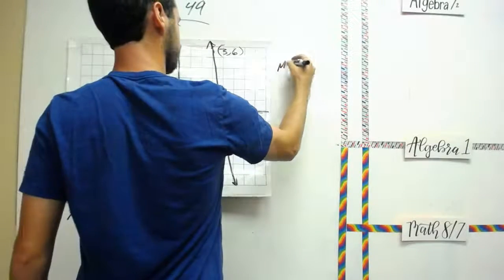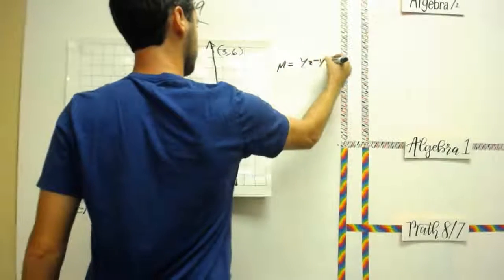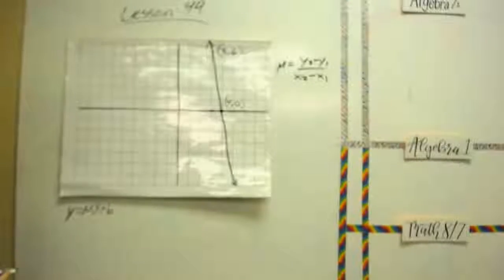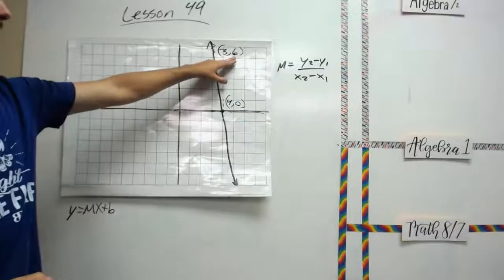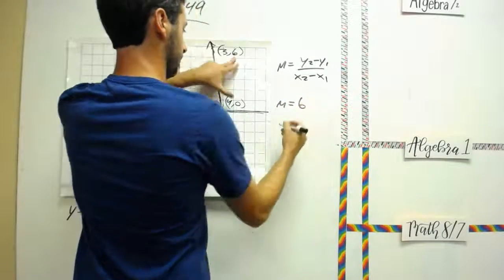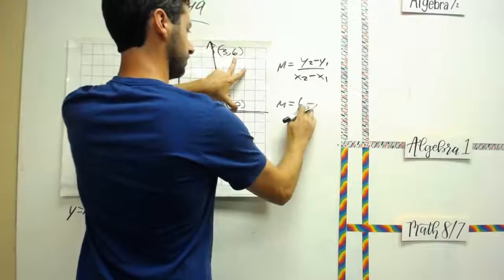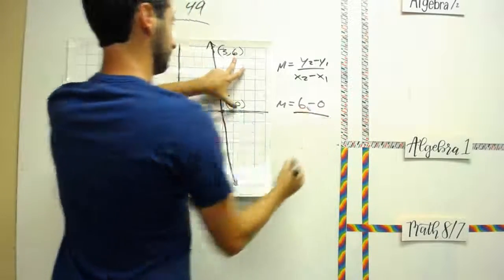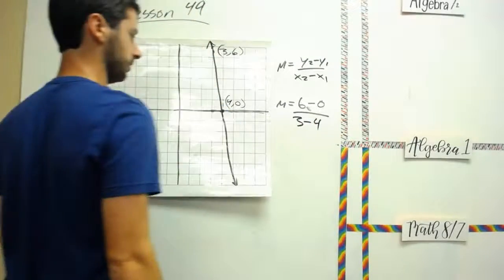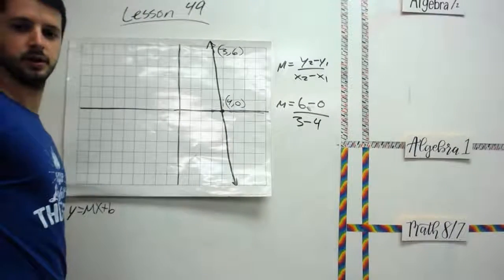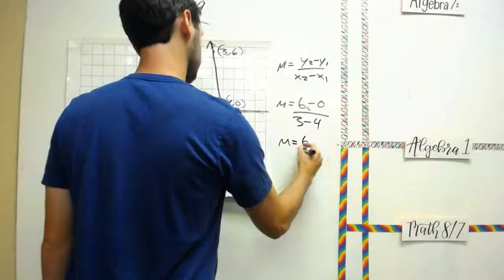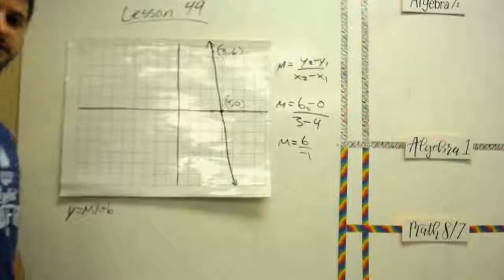So the slope formula was y2 minus y1 over x2 minus x1. So y2 would be 6. y1 is 0. x2 is 3. x1 is 4. So therefore our slope would be 6 over negative 1, aka negative 6.